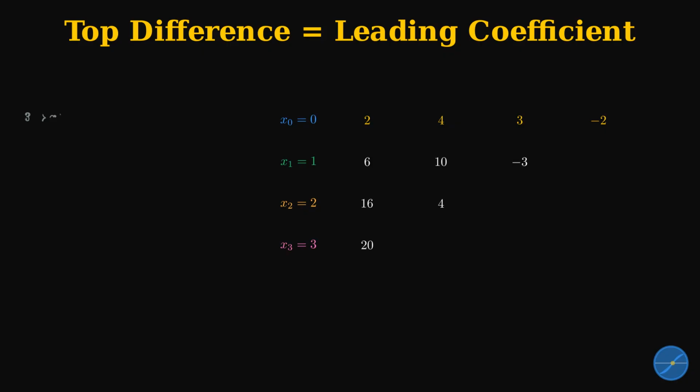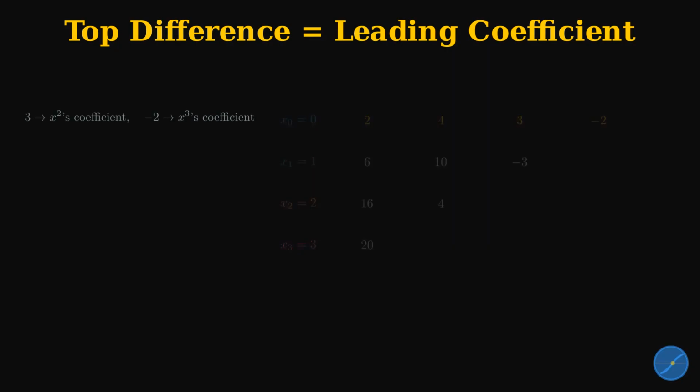Let's understand something we keep seeing. In the parabola, the top difference 3 became the x squared coefficient. In the cubic, minus 2 became the x cubed coefficient. Every time, the top difference is the leading coefficient.